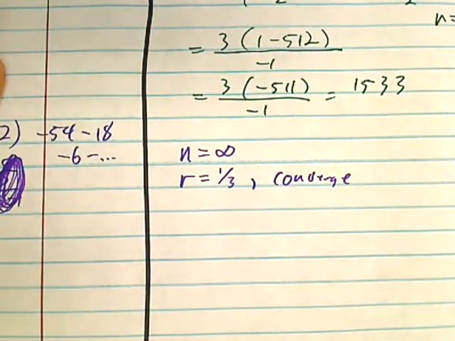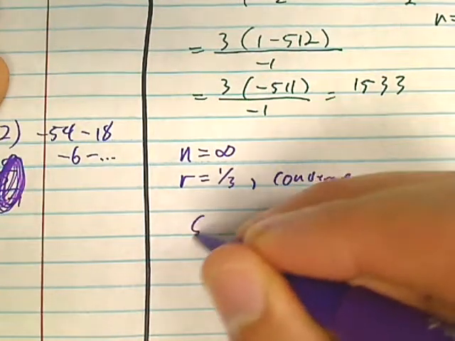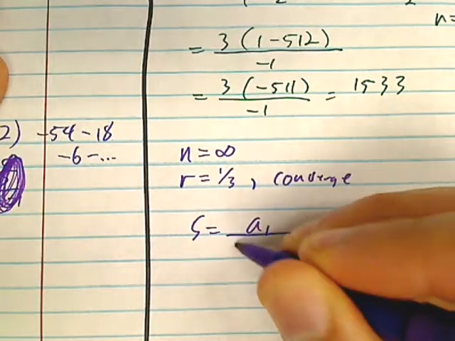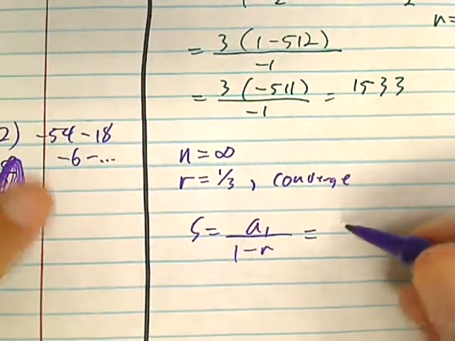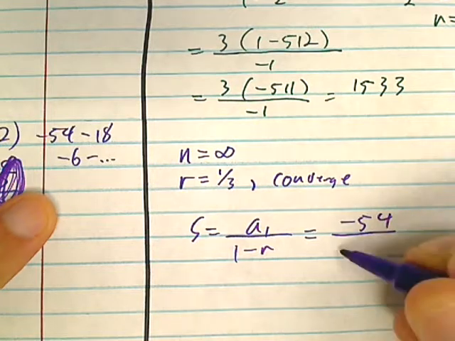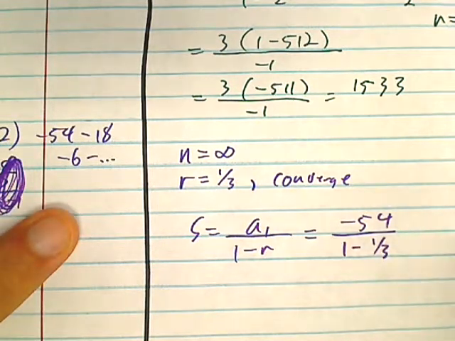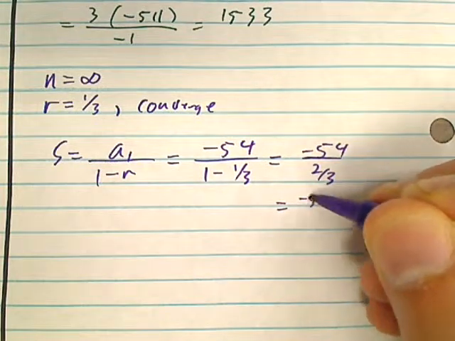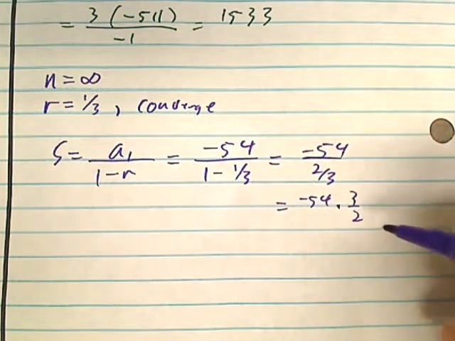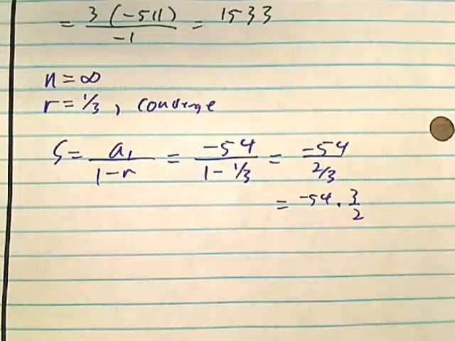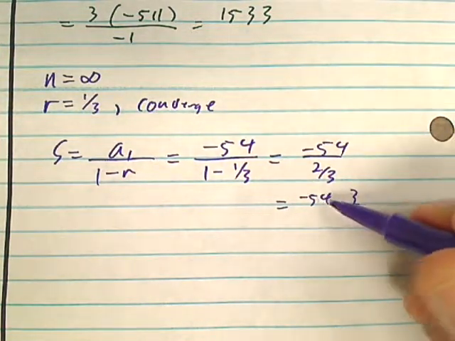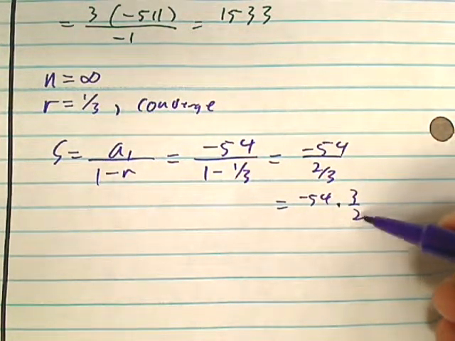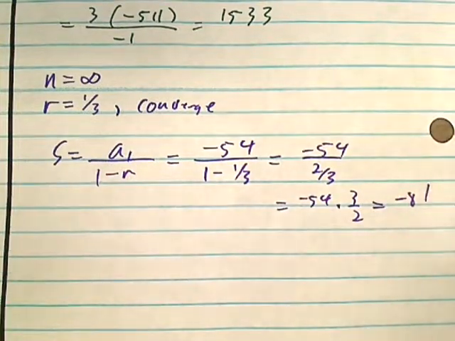Use your formula. The first term is negative 54 over 1 minus 1/3. Copy, change, flip. And that will give you negative 81. 54 divided by 2, I do that first, is 27, times 3, negative 81.